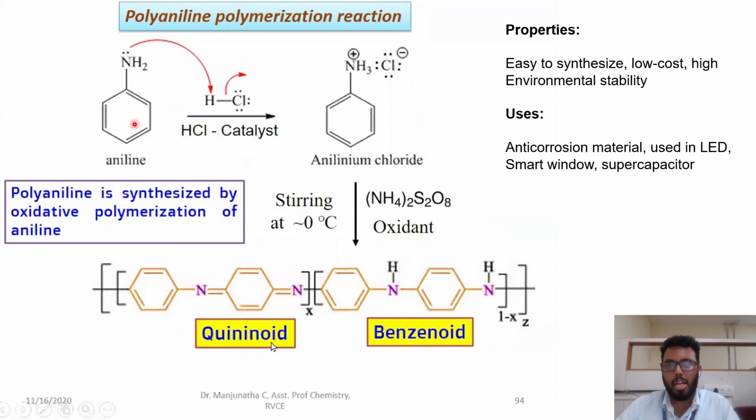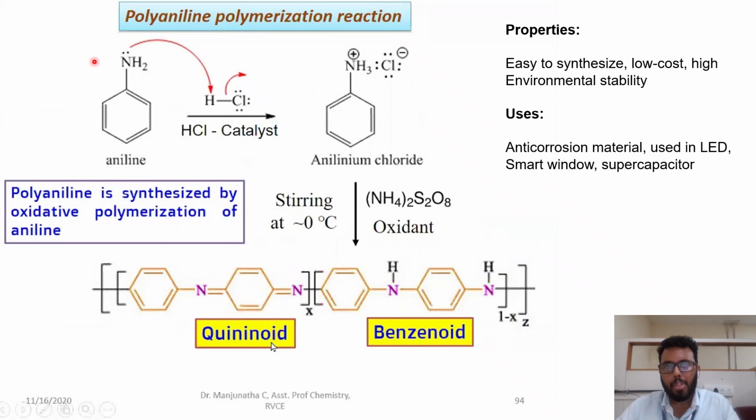Aniline is a benzene ring attached with the NH2 group, an amino group, with an electron-rich nitrogen that has a lone pair of electrons. When you add hydrochloric acid, it will act as an oxidant and a catalyst, so it will provide the protons. This proton will abstract the lone pair of electrons from the nitrogen, and then the electron transfer will happen, and the chloride ion will abstract the electron from the sigma bond as well.